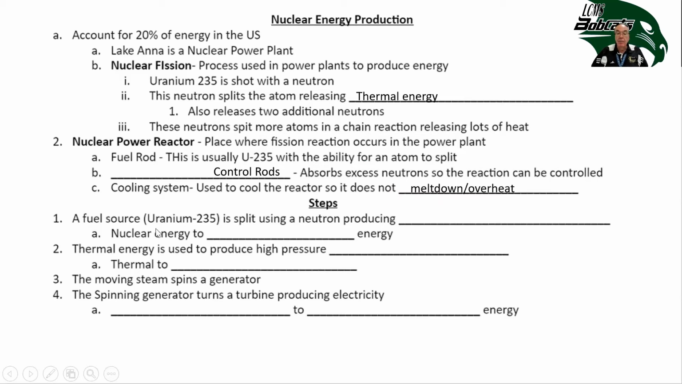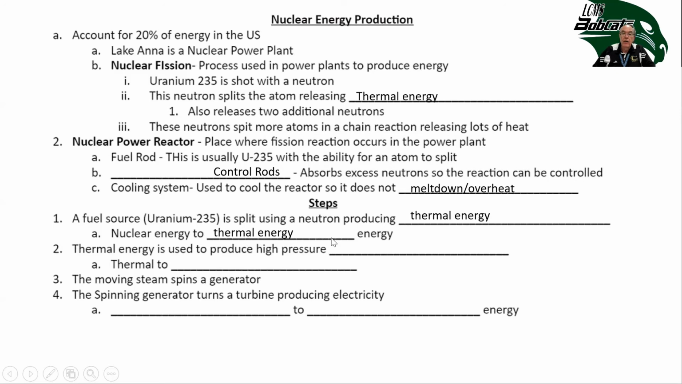The steps to making electricity in a nuclear power plant are identical to those in a fossil fuel plant, except for the source of heat. The fuel source, uranium-235, is split using a neutron to produce thermal energy. In a fossil fuel plant, this is where you burn the fossil fuels to produce thermal energy. And from this point on, it's the same.